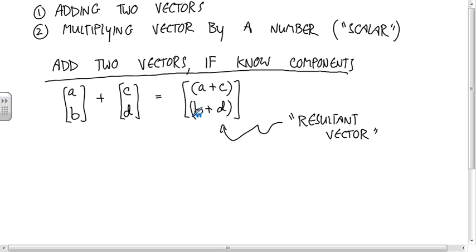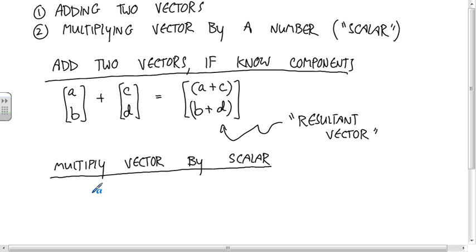Okay, and to multiply a vector by a scalar. So let's say that we have this scalar k, and we're multiplying it by a vector whose components are a, b. You get a resulting vector where the x component is ka and the y component is kb.